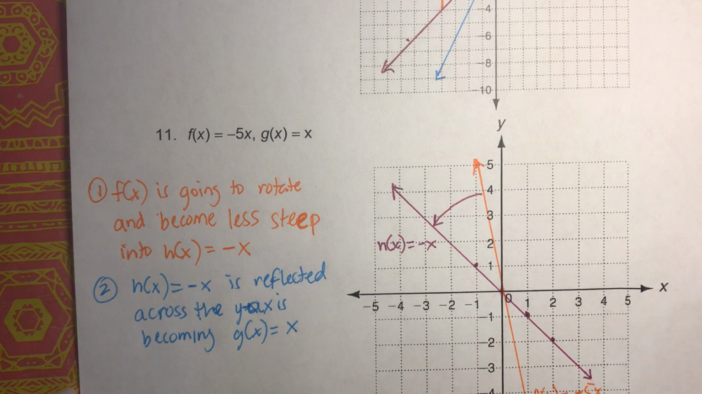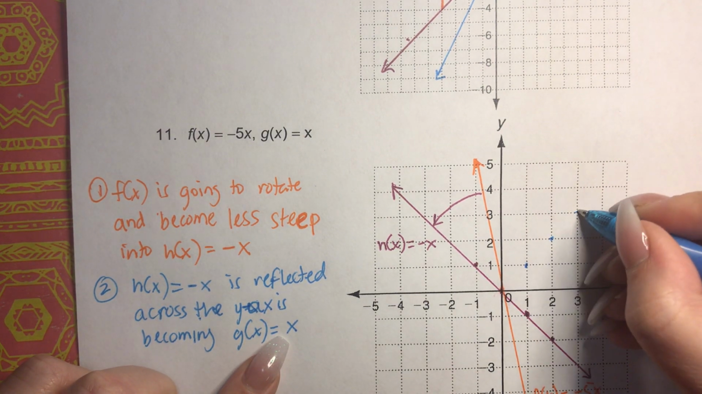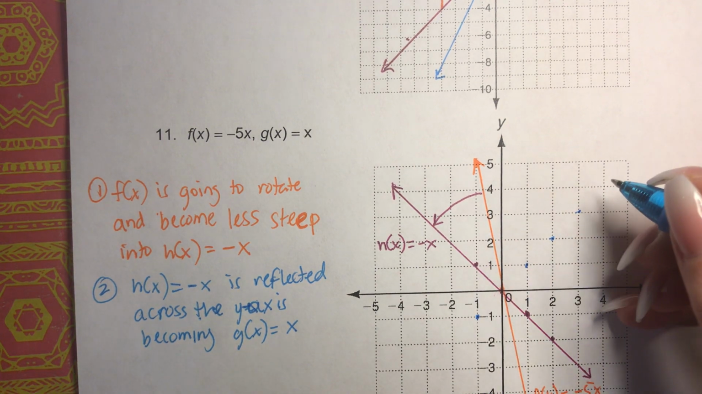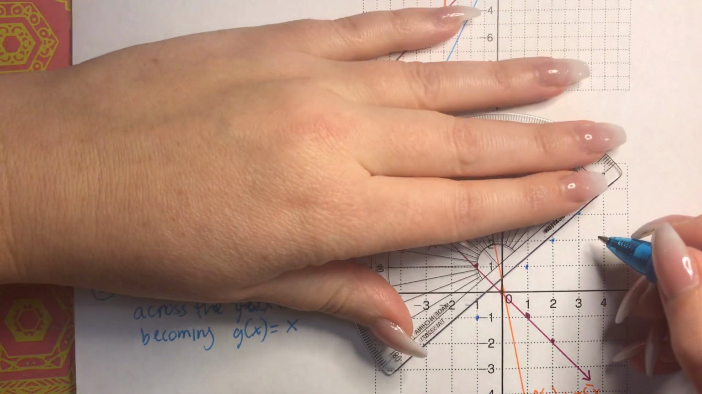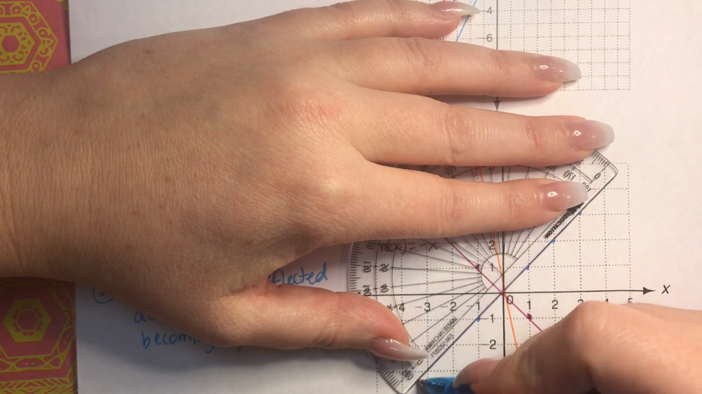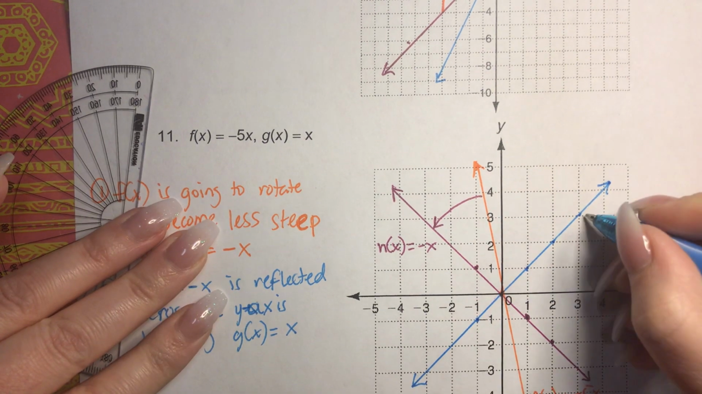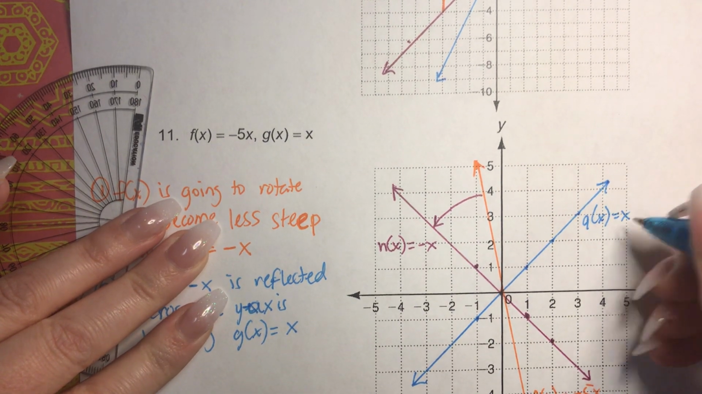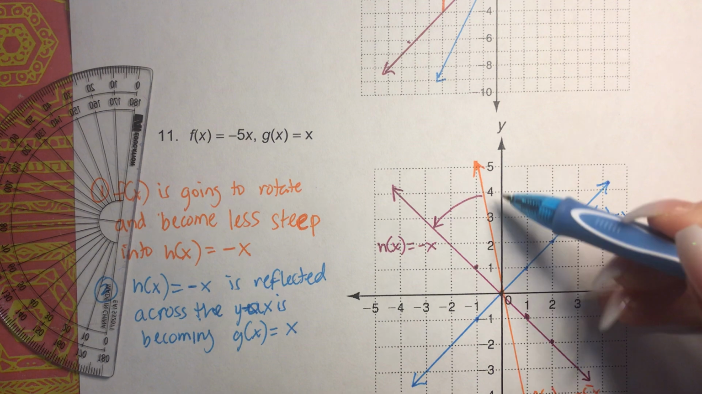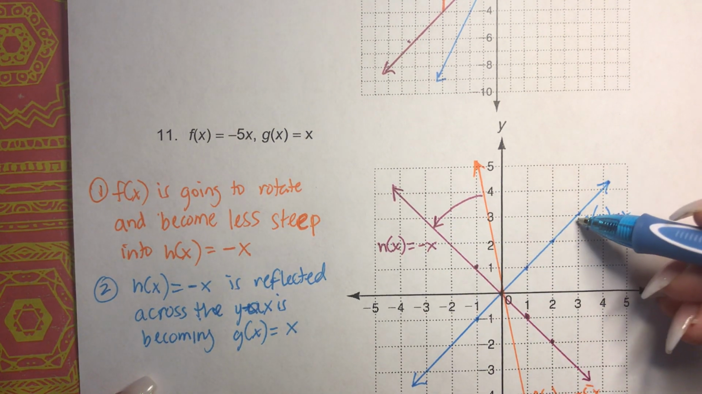And that's it. The y-intercept is 0. Now the slope is 1, up 1 over 1, down 1 over 1. And so there we have it. This is our g of x equals x. So we started here, it was rotated to h of x, and then h of x was reflected to g of x.